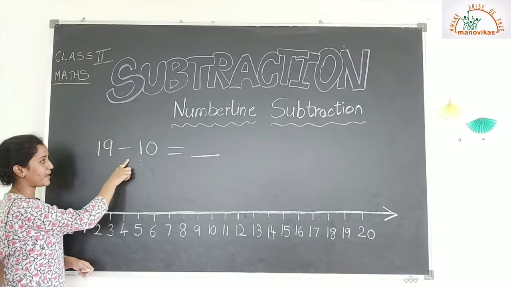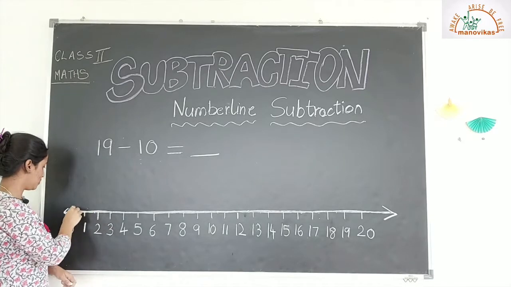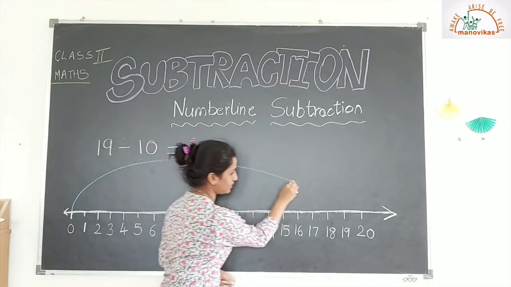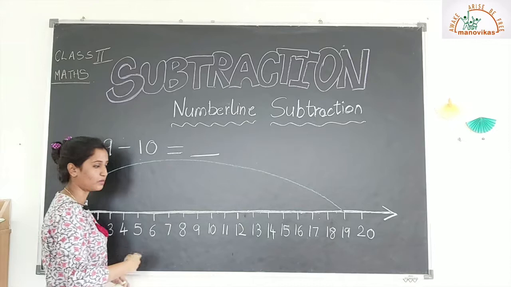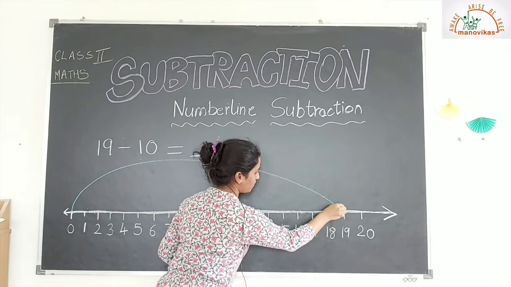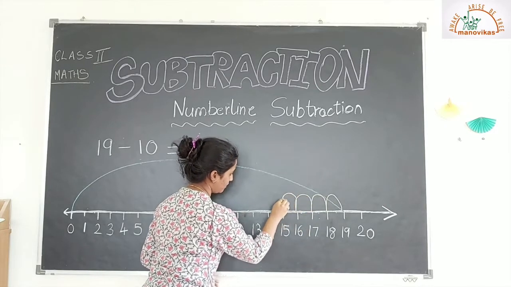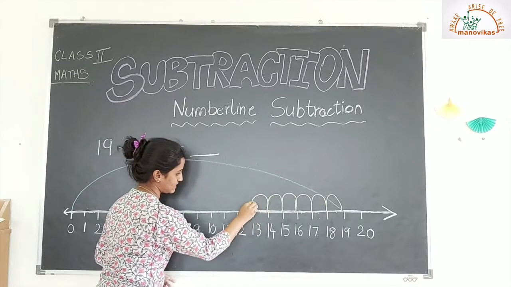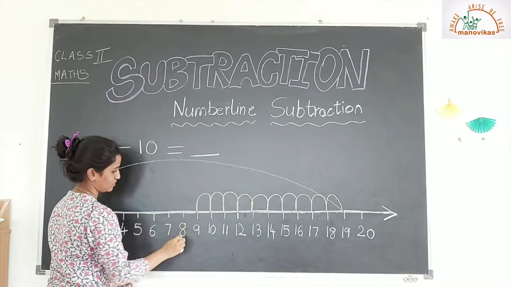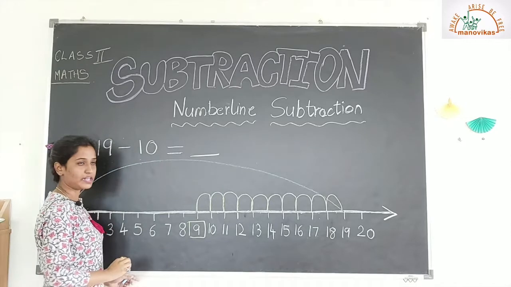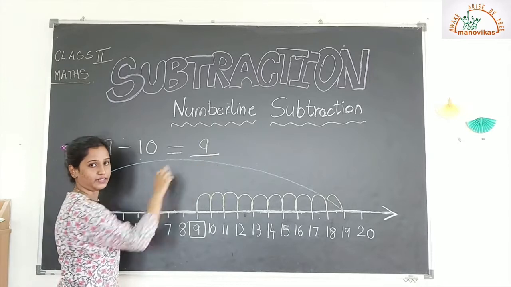19 minus 10. So we have to take out 10 from 19. So from 0 we jump directly to number 19. Correct? Now we have to take out 10. So we have to hop or jump backward 10 times. So 1, 2, 3, 4, 5, 6, 7, 8, 9, 10. So what is the answer? 9. So 19 minus 10 is equal to 9.